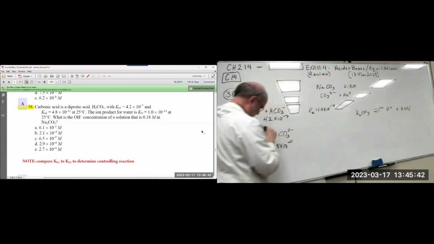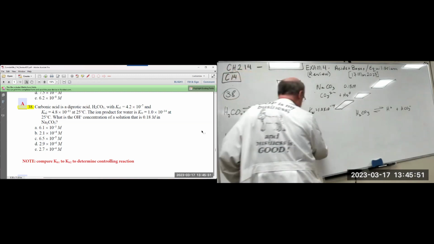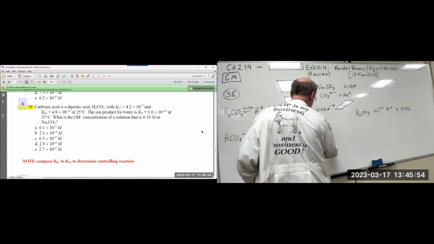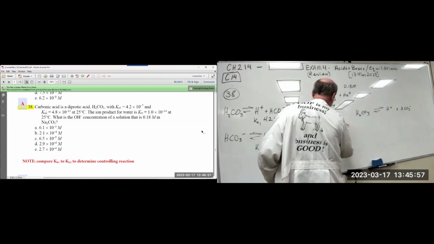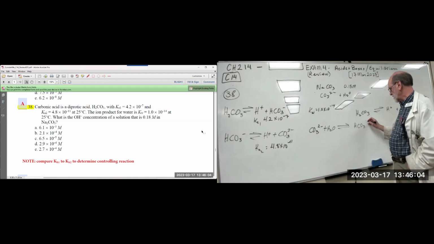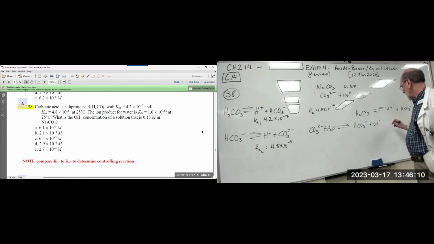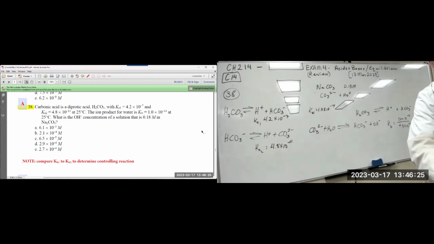Okay, so what we've got here is a Ka for this reaction, but the reaction that we're going to see is this one, which will produce HCO3 minus plus OH minus, and the Kb is going to be 1 times 10 to the minus 14 divided by 4.8 times 10 to the minus 11. So let's see what the Kb is for that reaction.